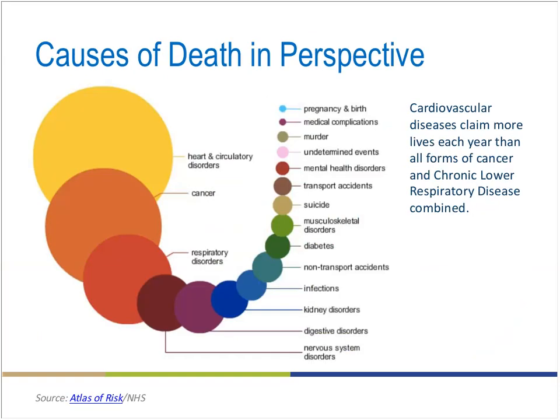On this slide, you see that cardiovascular disease actually claims more lives each year than all forms of cancer and chronic lower respiratory disease. So that's big. You can see the circles there. There's the orange and the red circles. All combined don't make up for what cardiovascular disease is doing in this country and across the world.